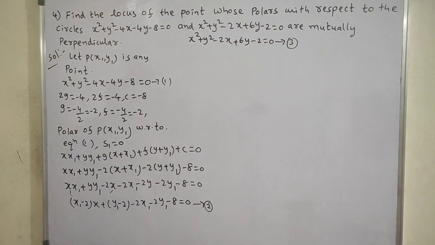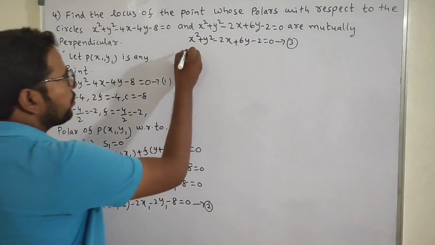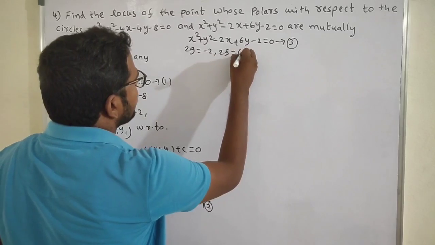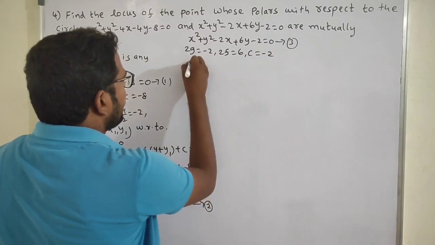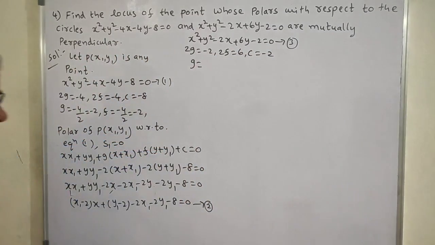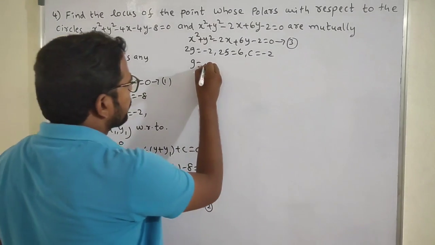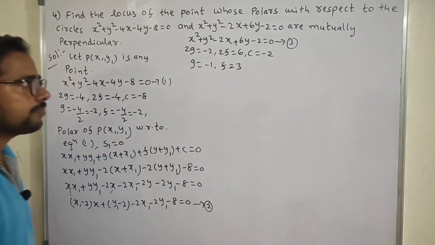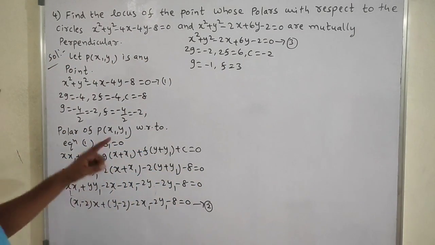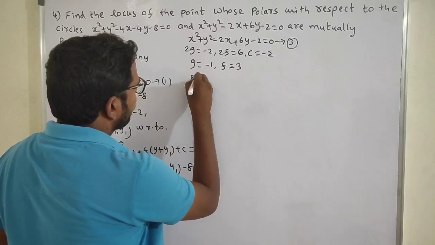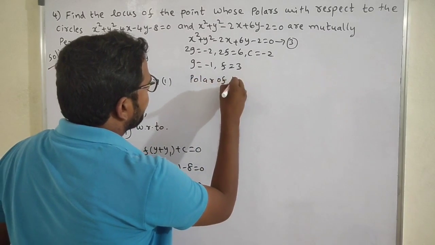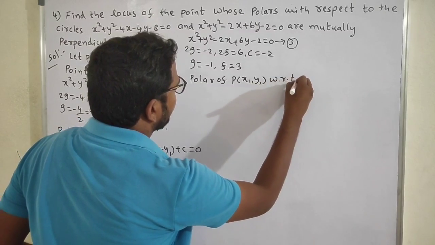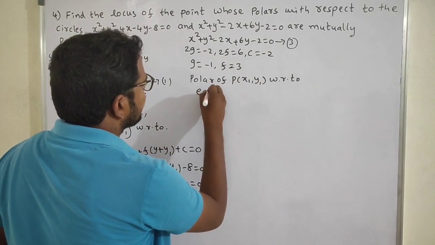Then find the polar. To find the polar we need the g, f, c values. So 2g equals minus 2, 2f equals 6, c equals minus 2. That means g equals minus 2 by 2, which is minus 1, and f equals 6 by 2, which is 3. So g equals minus 1, f equals 3. So the polar of point P(x1, y1) with respect to equation number 3, the second circle.